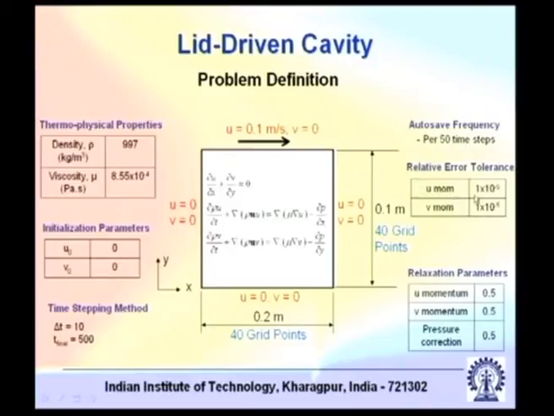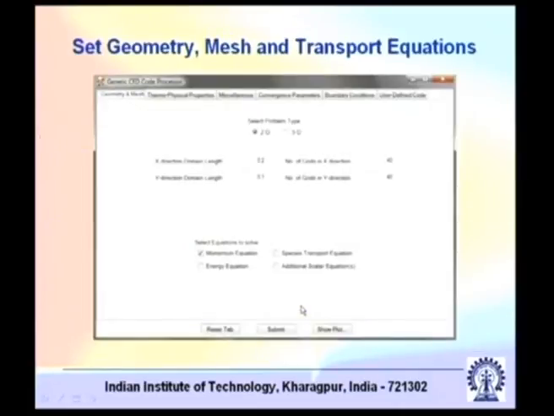Relative error tolerance, x momentum and y momentum, that is u and v momentum, you set as 10 to the power minus 5. These are just some examples, you may make it more strict or more relaxed depending on your requirement. Some relaxation parameters you can put, we have already discussed in the context of Navier-Stokes equation what are relaxation factors and why you need that to control the convergence. So these are some examples, and in this particular example you take 40 grid points along x and y.